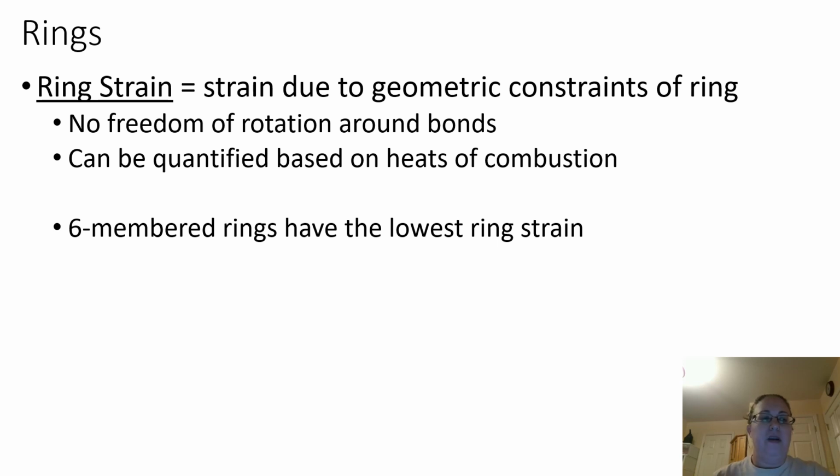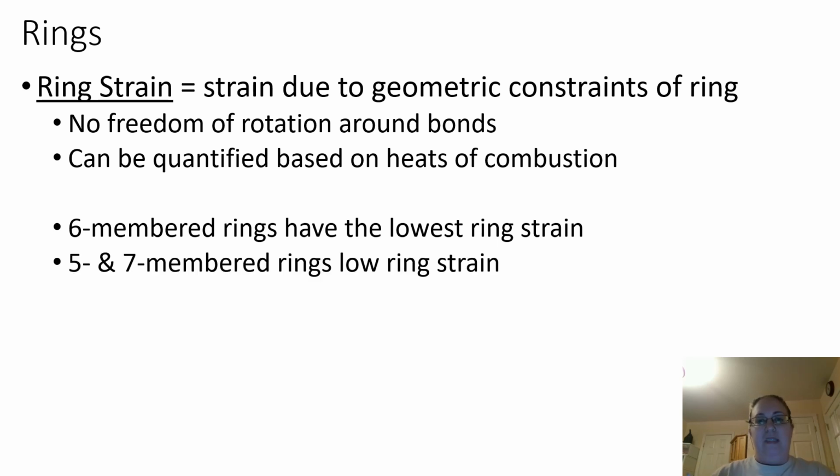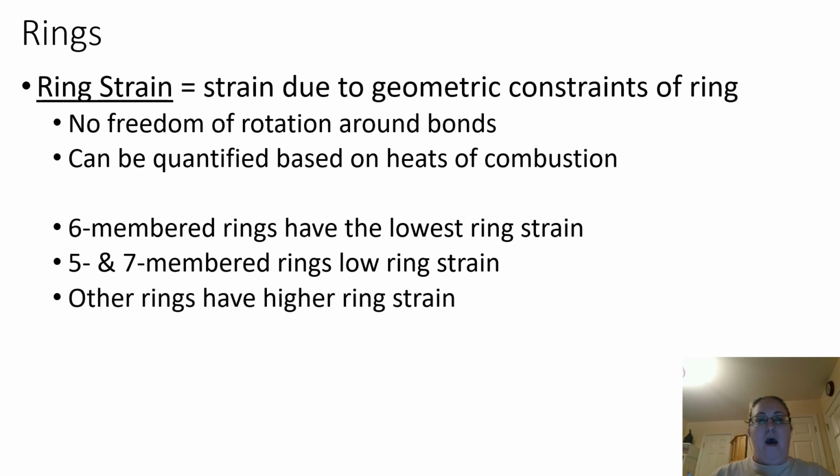When we talk about rings, there are certain numbers of rings that are more stable than others. We're going to see through this chapter that our 6-membered rings have the lowest amount of ring strain. They tend to be the most stable size of a ring. If we look at 5- and 7-membered rings, they have very low ring strain, so they tend to be fairly stable structures when we talk about 5- and 7-membered rings. Many of our other rings, less than 5 or greater than 7, tend to have higher ring strain. So oftentimes those rings don't tend to be as stable.